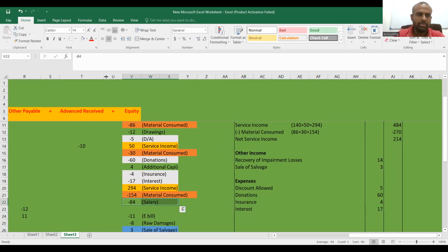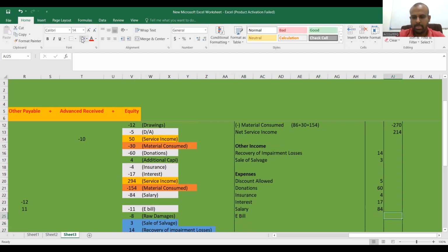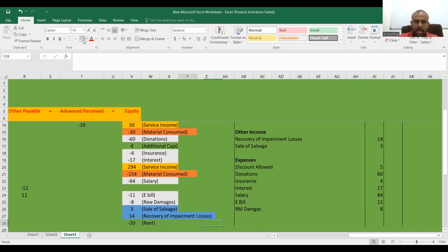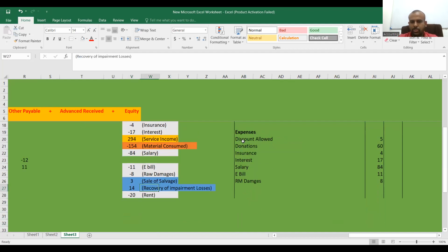Then salary 84,000. Some of these expenses you have paid, some you haven't paid. Right? Yes. Salary 84,000. Then electricity bill is also an expense. That is 11,000. And raw material damages, right? How much? 8,000. Considering the salvage income, you recognize that as an expense. Raw material damages 8,000. And rent expense 20,000. Right.